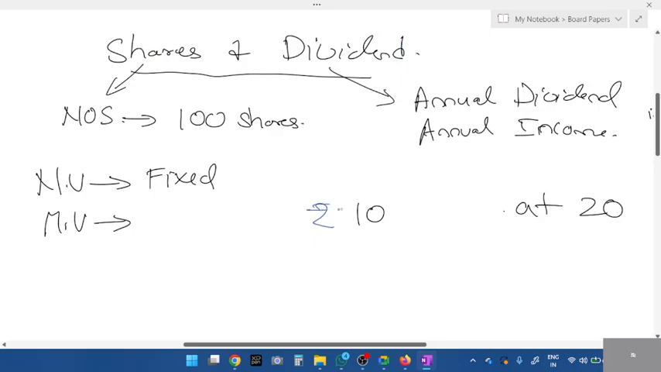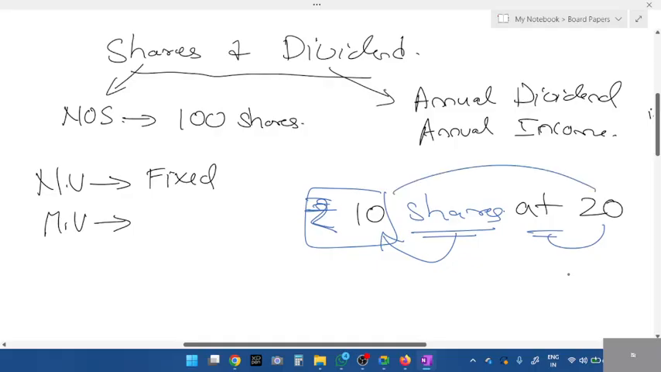They'll give you like this, students: Rupees 10 shares at 20. Whatever comes along with shares, is this nominal value or market value? It is nominal value. At 20 is the market value. Whatever comes after "at" is the market value. So sometimes they'll give it directly.